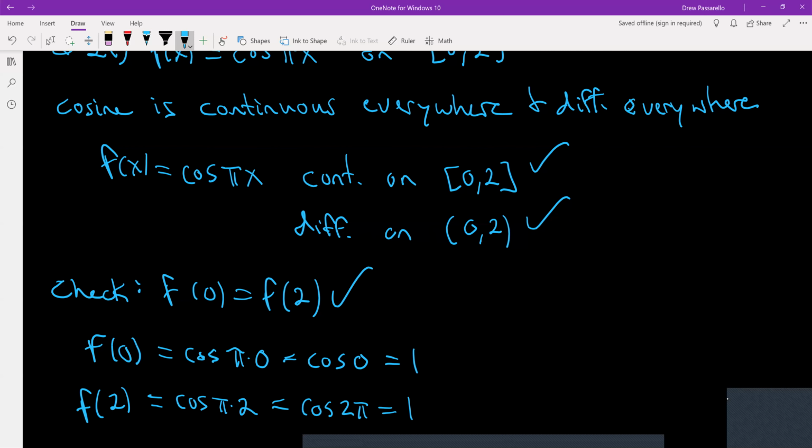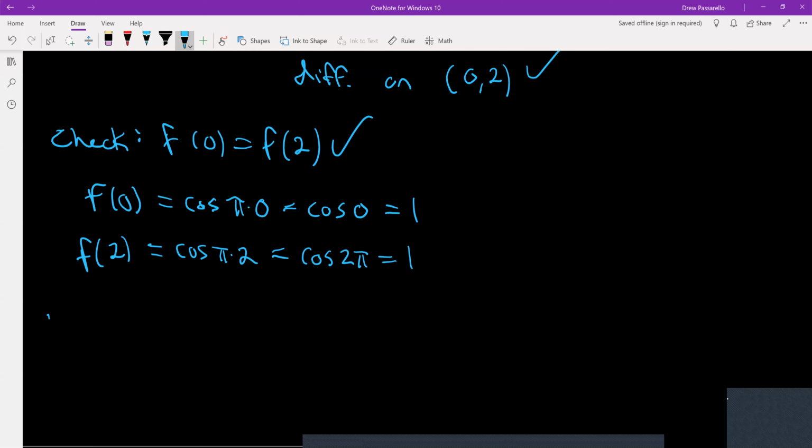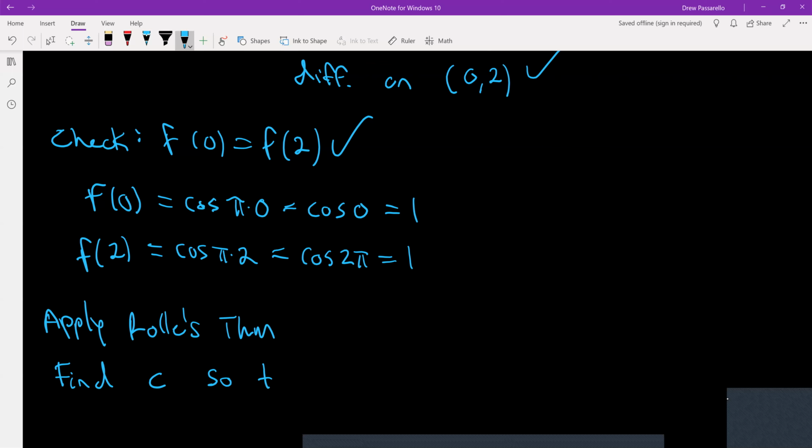All right, so f of 0 equals f of 2. Now I can apply Rolle's theorem. So find c so that f prime of c equals 0, and c is in the open interval 0 to 2. We don't consider the endpoints.